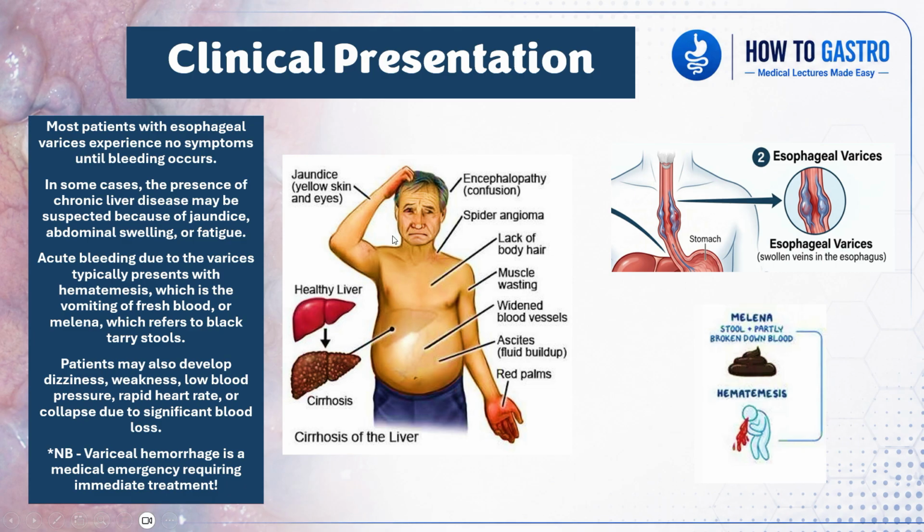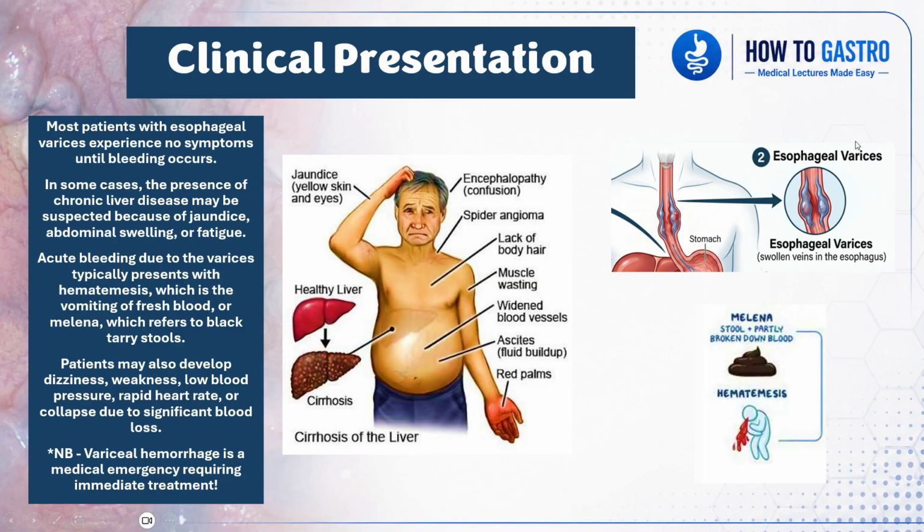And then, in these cases, these patients will present with jaundice, encephalopathy, which is confusion, spider angiomas, a lack of body hair, muscle wasting, widened blood vessels, and this is known as caput medusa, which occurs on the tummy of these patients, ascites, which is the fluid buildup in the abdominal space, and red palms, which is known as palmar erythema. So acute bleeding due to the varices typically presents with hematemesis, which is the vomiting up of fresh blood, or melena, which refers to black tarry stools.